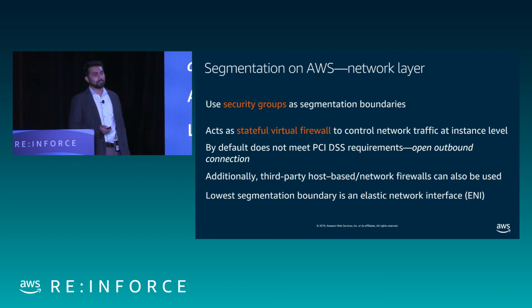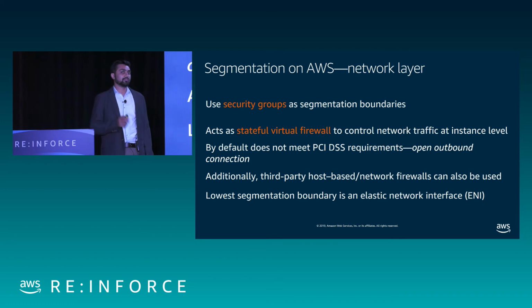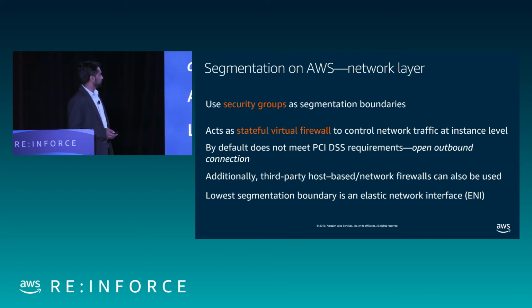Something to note here is that by default, having these security groups does not make you meet the PCI DSS requirement because they have an open outbound connection. So you need to keep that in mind and add the right ingress and egress rules so that an in-scope system is communicating with the right outbound system. Additionally, you can have third-party host-based network firewalls in AWS that you can leverage. And here the lowest segmentation boundary is an ENI or Elastic Network Interface.